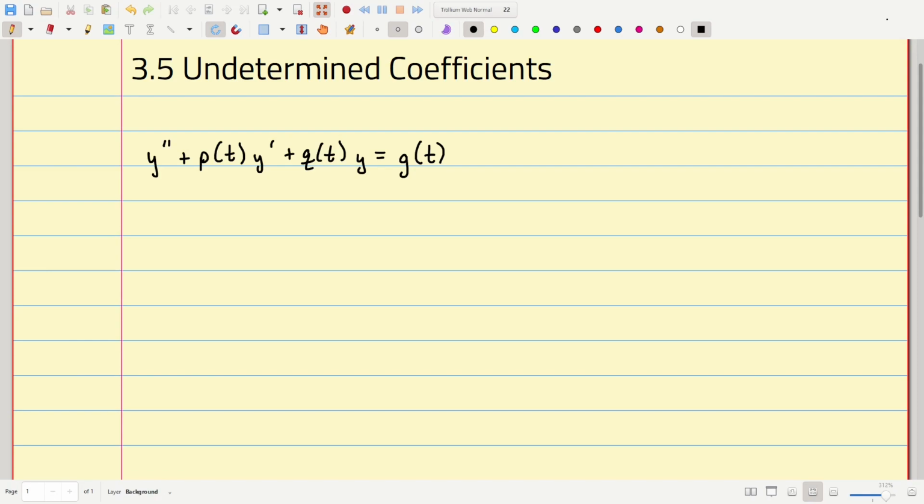All right, just to clear up some vocabulary in case I accidentally use this vocabulary in the future, what we would say about g is that it is not identically equal to zero. It's allowed to take on the value zero, it's just not allowed to be zero all the time if we're talking about a non-homogeneous equation.